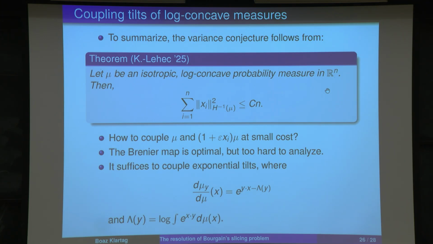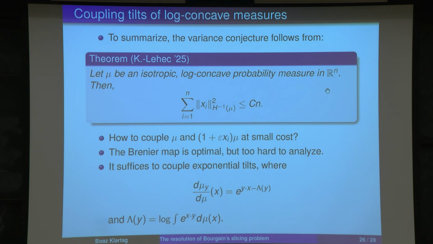So it's much more reasonable to replace 1 plus epsilon xi by e to the epsilon xi. This makes more sense. In other words, rather than coupling these linear things, we couple exponential tilts. So we take our measure, mu, and for some y in R^n, we add e to the y dot x minus some normalizing factor lambda of y, where lambda is the log Laplace transform of mu.